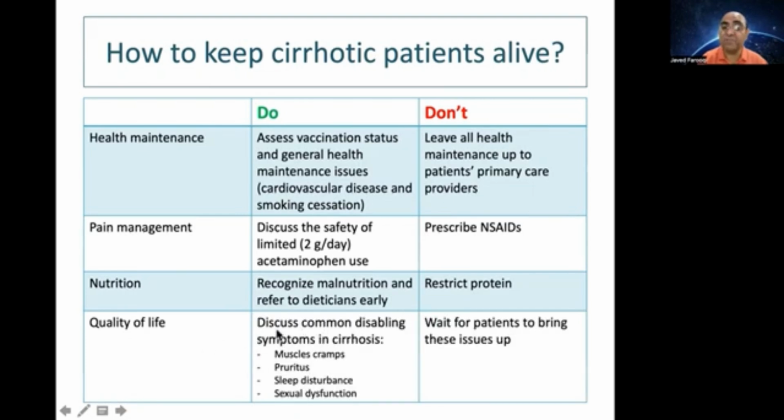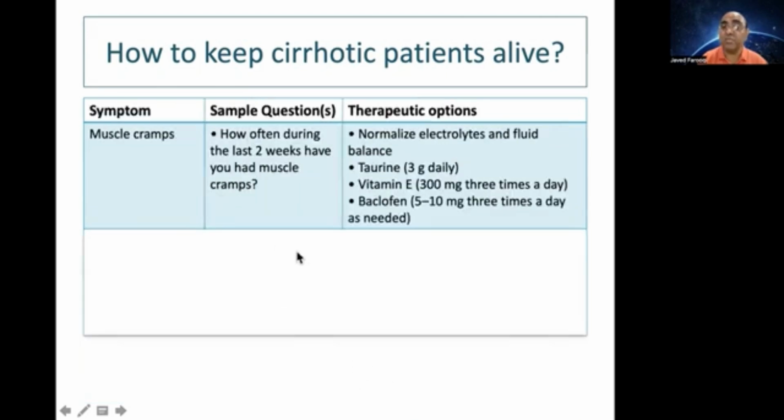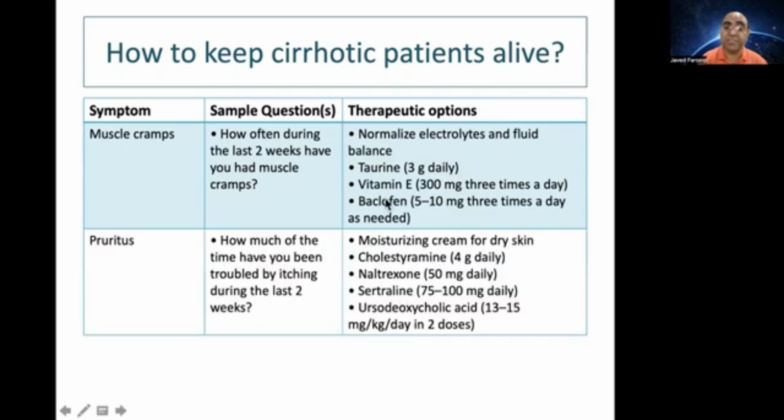For quality of life, please discuss common disabling symptoms in cirrhosis: muscle cramps, pruritus, sleep disturbances, and sexual dysfunction. And please do not wait for the patient to bring the issues up. You have to ask. For common symptoms like muscle cramps, please ask how often during the last 2 weeks they have had muscle cramps. This is very, very important. If the cramps are there, you normalize the electrolytes and fluid balance. They may be because of electrolyte and fluid imbalance due to the diuretics. Taurine, vitamin E, and baclofen have been tried in these patients.